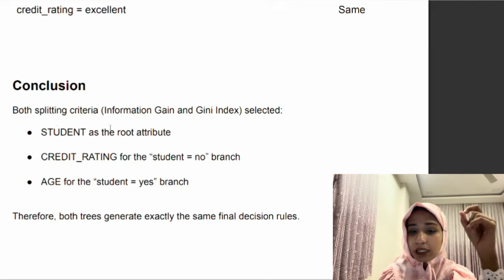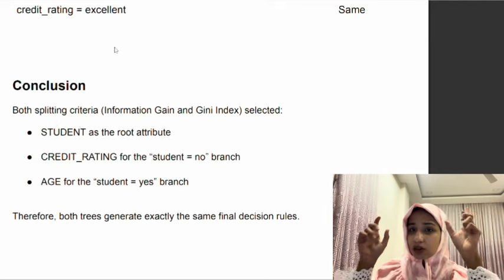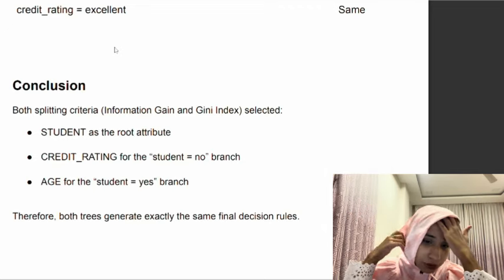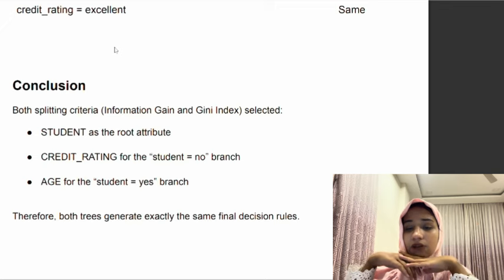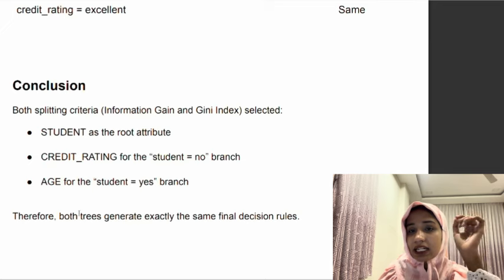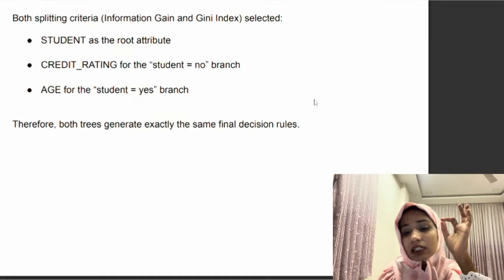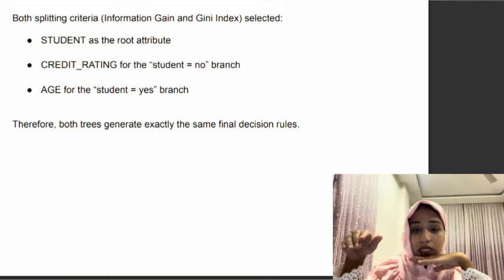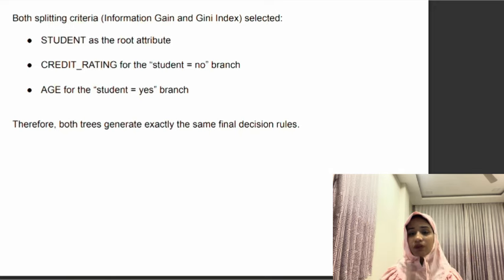For both splitting criteria, student was selected as the root attribute, because for both the criteria student was the same root attribute. Credit ratings was selected for the student equal to no branch, and age for the student equal to yes branch. Therefore both trees generate exactly the same final decision rules, because the root node was the same. Both methods were generating exactly the same final decision rules.